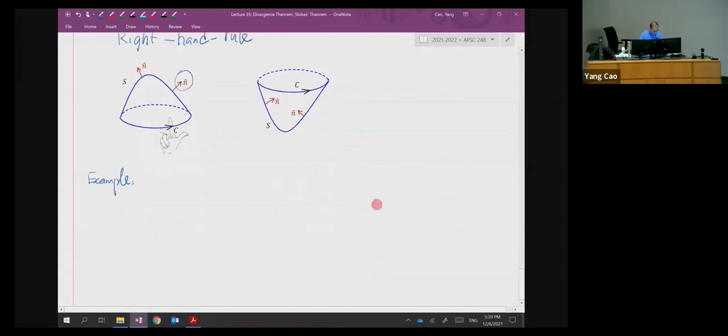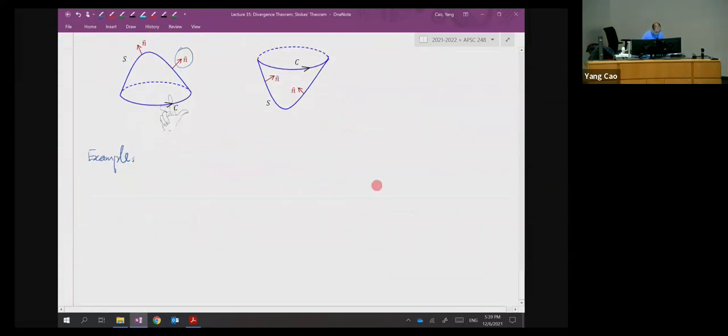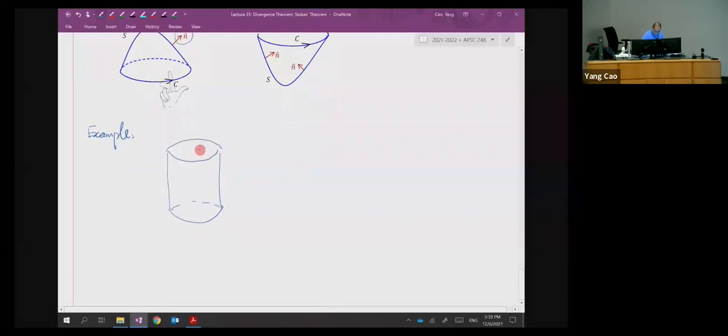figure out the n hat's direction. Let's say I have a cylinder in the 3D space. It really doesn't matter how it's oriented, but let's just say I have a cylinder here. And this is the cylindrical surface on the side. So I'm going to pick the n hat for the cylindrical surface.